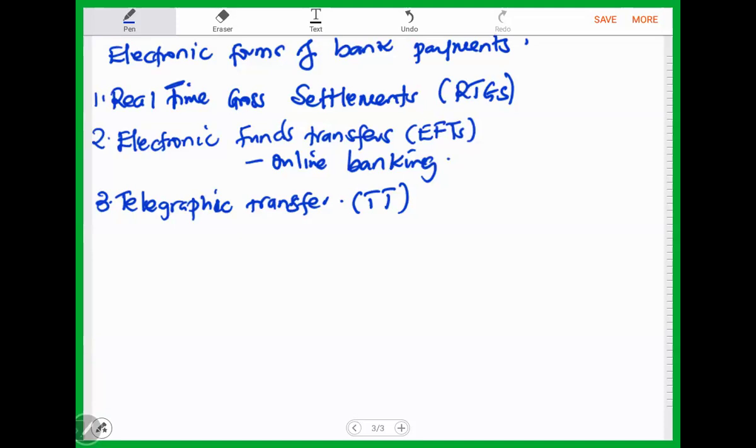So for telegraphic transfer, in case you have issues to do with transferring foreign currency funds, then it is proper that you use telegraphic transfers. Mobile money, all of us understand this. Mobile money is another form of transferring money. I don't think there is anyone who has not transacted using mobile money in this class.